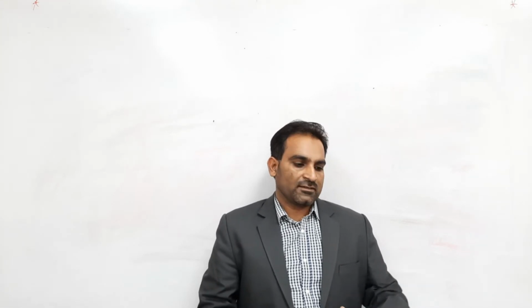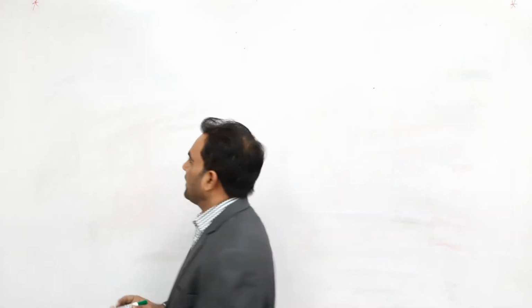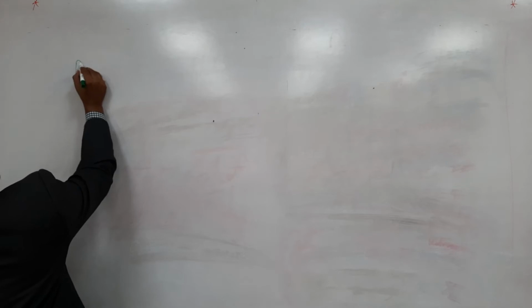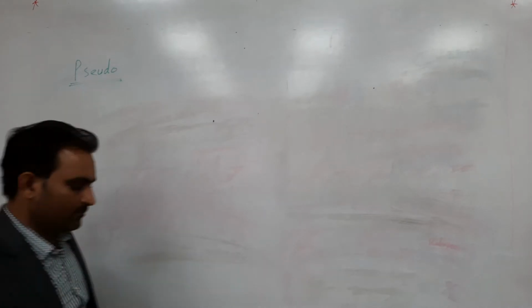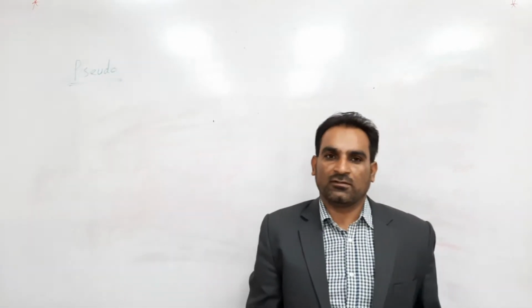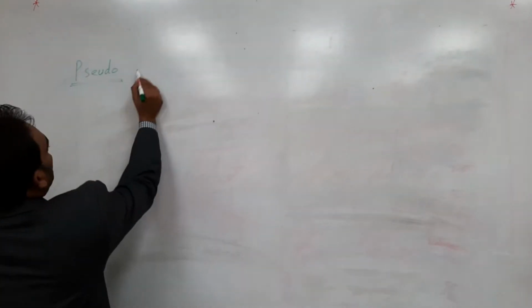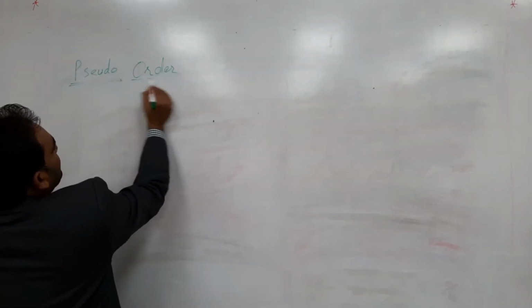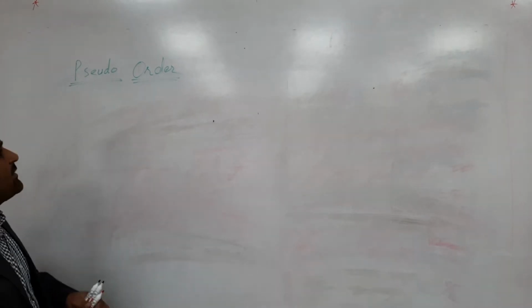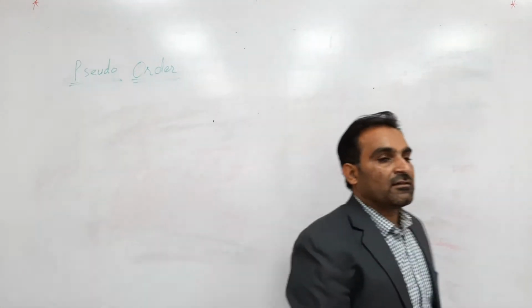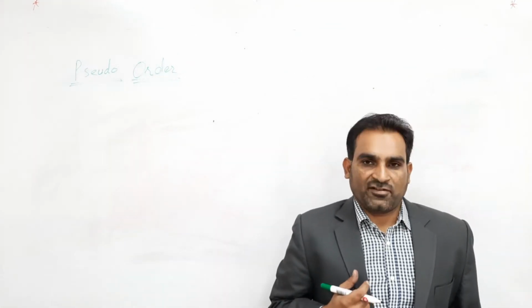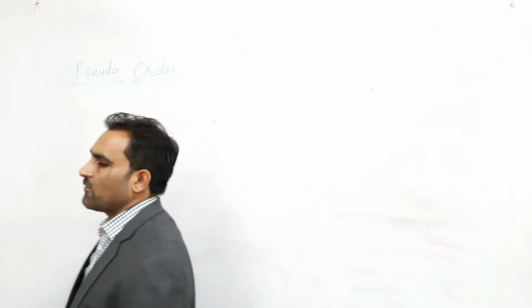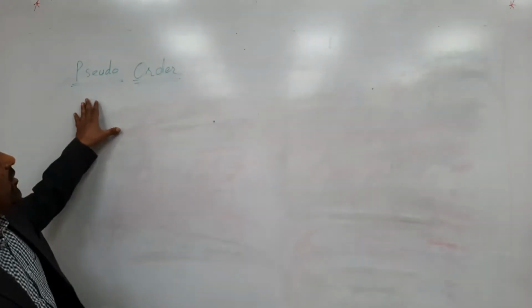Students, today we have the concept of pseudo order reaction. Pseudo, what does it mean actually? Pseudo means not genuine, not actual. So if we talk about pseudo order reaction, it means it's not an actual order. It is not actually the exact order of the reaction. So pseudo means non-genuine, meaning not actual.